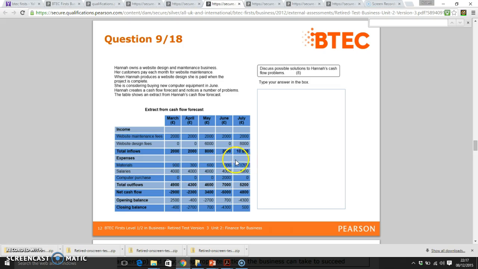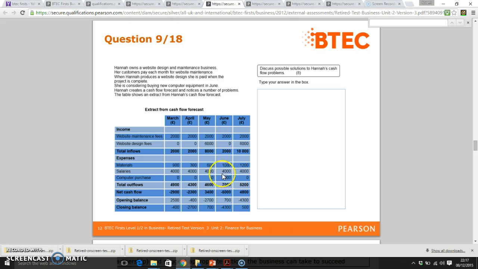Material costs start to go up in June and July. What she's spending this money on: it was quite low here, 600, and then it's up to 1,000 and 1,200. She needs to maybe see if she can keep these material costs down. It's another possible solution. Salaries are £4,000. If they're £4,000, but she's only getting in on a normal month £2,000 worth of revenue, does she need all these staff? So maybe she needs to have a think about that.